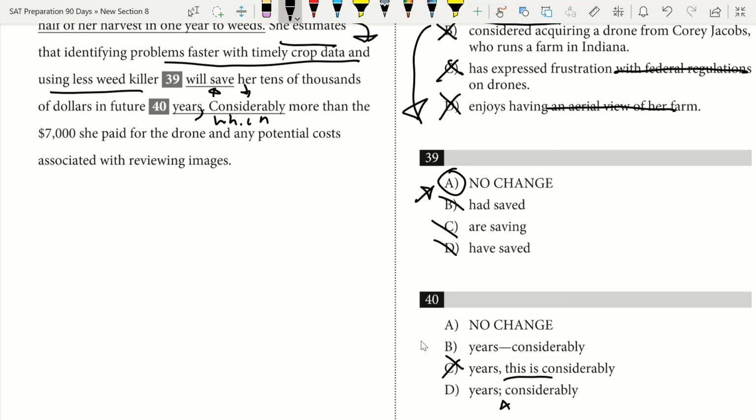I can't use a semicolon here, okay, because otherwise we just have considerably more than $7,000 she paid for the drone and any potential costs associated with reviewing images. That's a dependent clause. We can't have a dependent clause with a semicolon, so that's incorrect. Also, if we had a period here, that's a dependent clause. We can't have a sentence be a dependent clause. So I know my only answer choice left is B because we can use an em dash for that dependent clause, especially because it adds emphasis onto something that should be emphasized. So B would be my correct answer for 40.